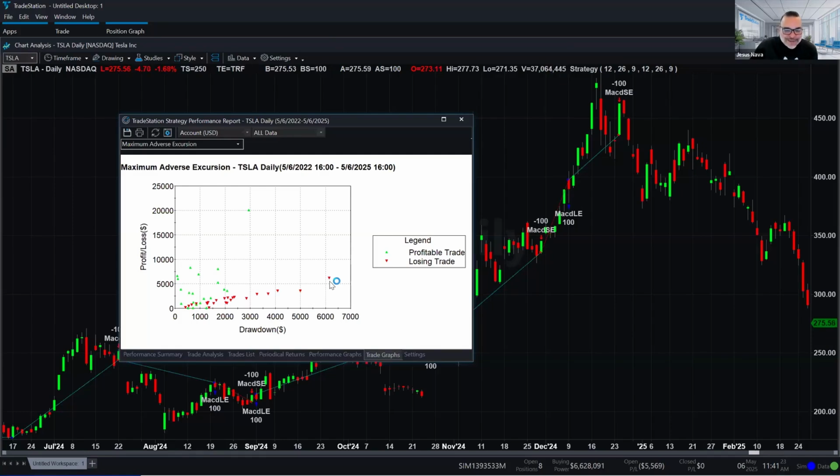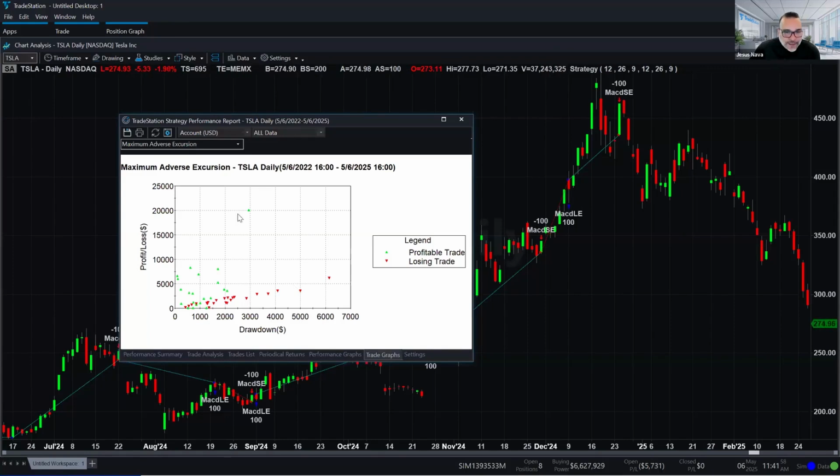Let's take a look at a different example here. So here we have trade number 43. Trade number 43 had a loss of $3,500, but it had a drawdown of $5,000. So at a point, this trade was losing more than it actually ended up losing. A lot of times this graph will allow you to set up a stop loss or a trailing stop without giving away your winning trades.